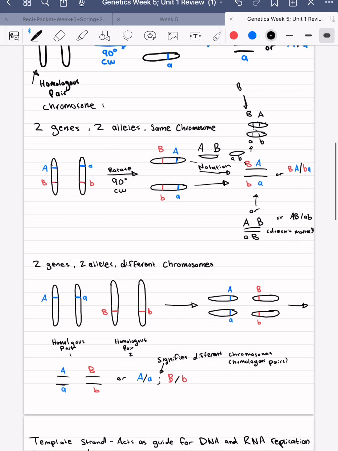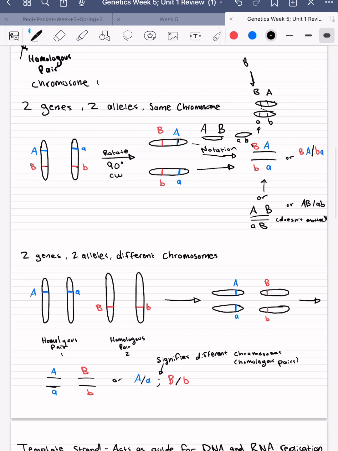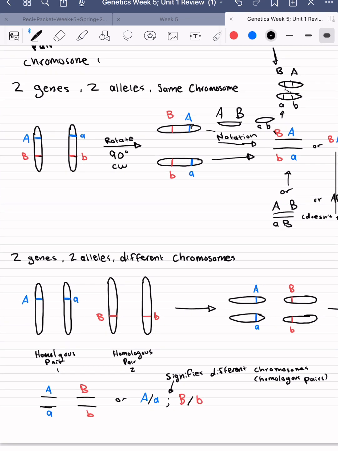Now let's say you had two alleles, two genes on different chromosomes. What this is saying is that there are two homologous pairs, and each of the genes are on a different homologous pair. So here we write down homologous pair number 1, homologous pair number 2, and now we're going to write down the alleles for the A gene, and the alleles for the B gene.